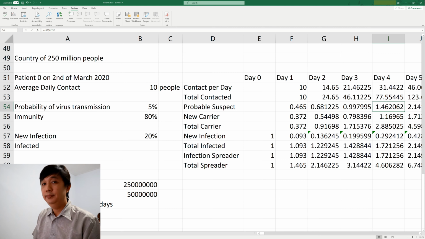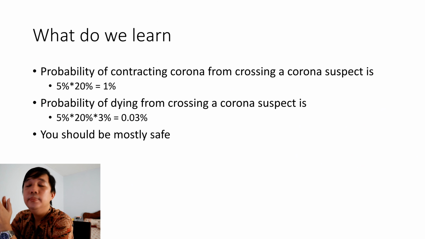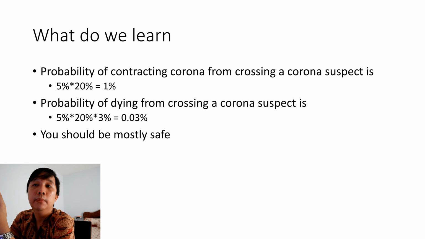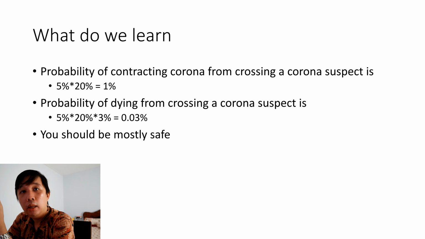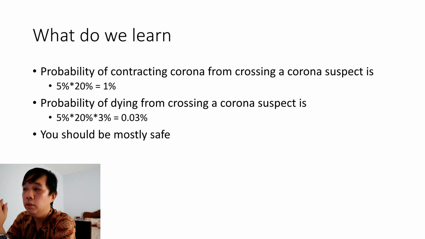It'll be good. So what do we learn from this video? What we learn is that the probability for you to contract corona from meeting random passersby is pretty low. If you meet random people on the street who caught corona, just one person, you'll only have a 1% chance of catching corona. However, the problem is if you meet hundreds of them, it becomes almost certain that you will contract corona. And the second is that the probability of dying from crossing a corona suspect is even lower. It's just like 0.03%.